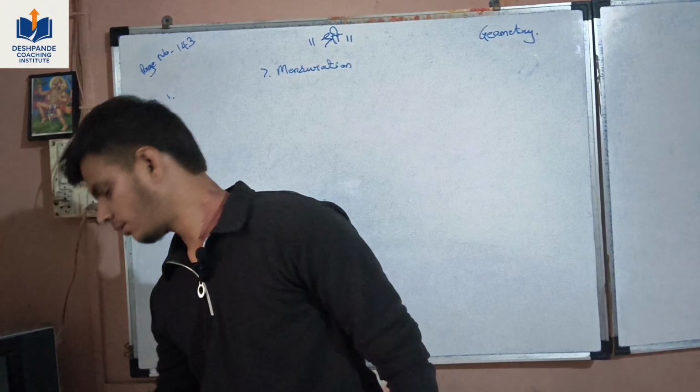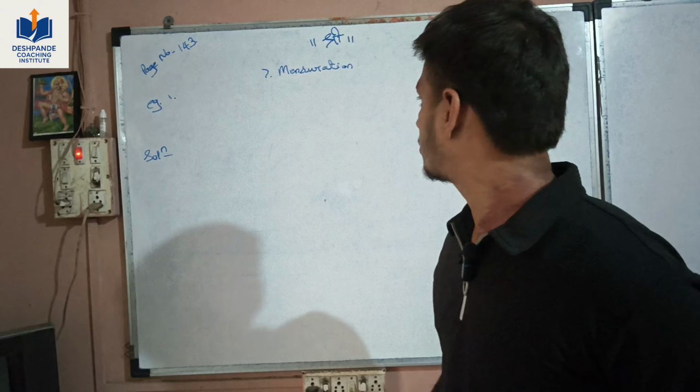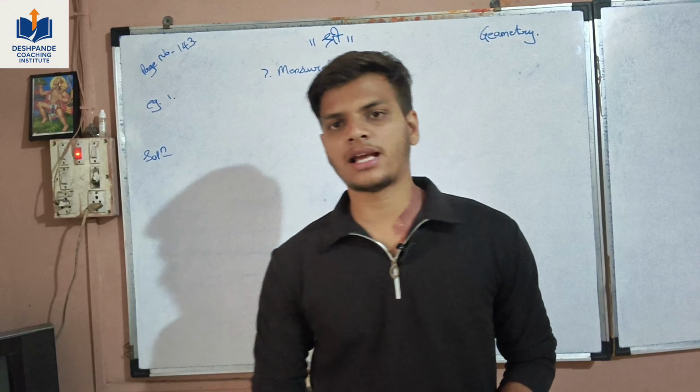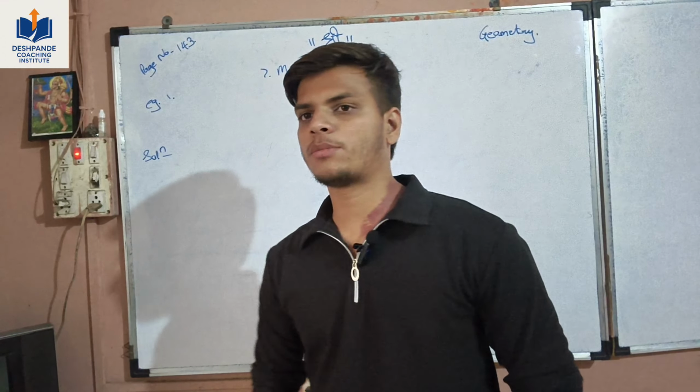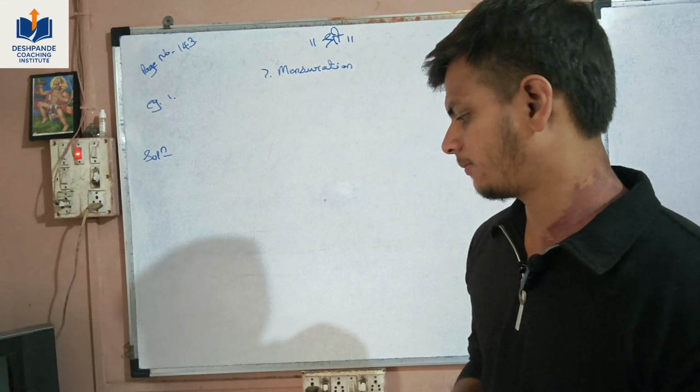Jai Hind guys, now we are learning lesson number 7, which is mensuration of geometry. This is the last lesson of the geometry series. I am going to solve two examples of this lesson.